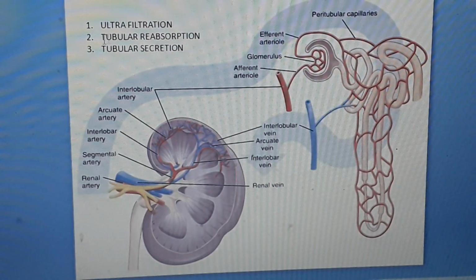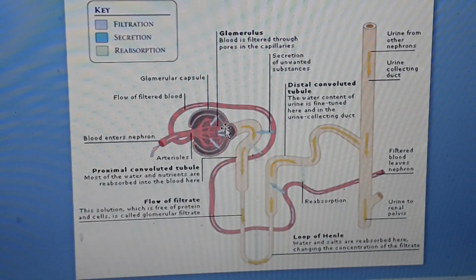So the first step, that is ultrafiltration, takes place in the Bowman's capsule and the filtrate is collected in the Bowman's capsular region, which contains nutrients like glucose, amino acids and harmful substances like urea, uric acid, creatinine and some salts. Now the filtrate flows to the first part of the renal tubule, that is the proximal convoluted tubule.